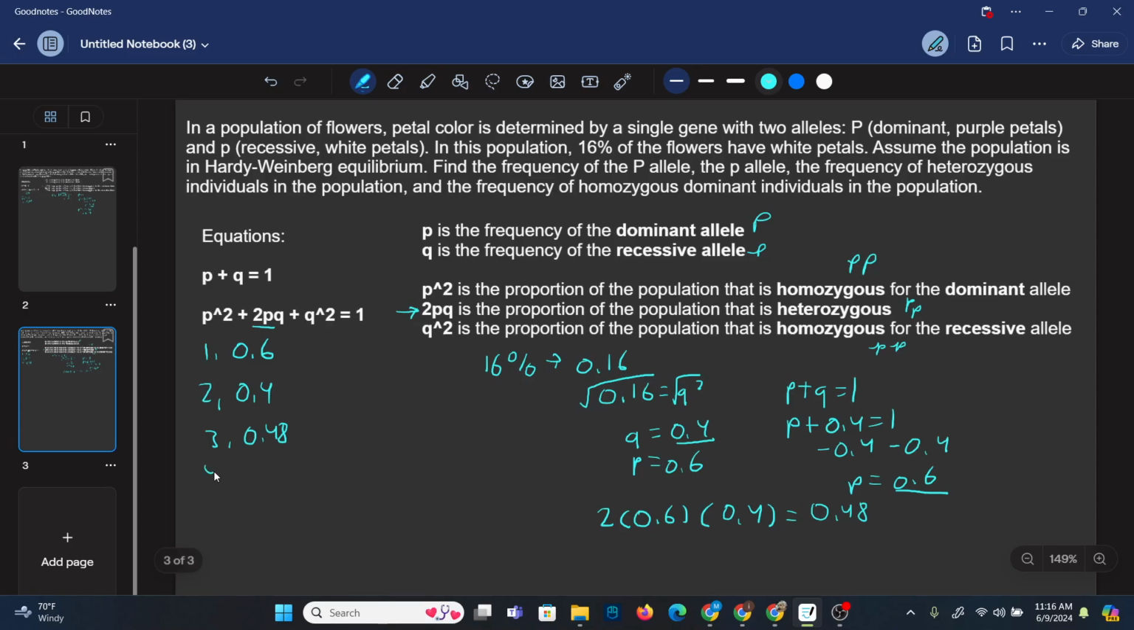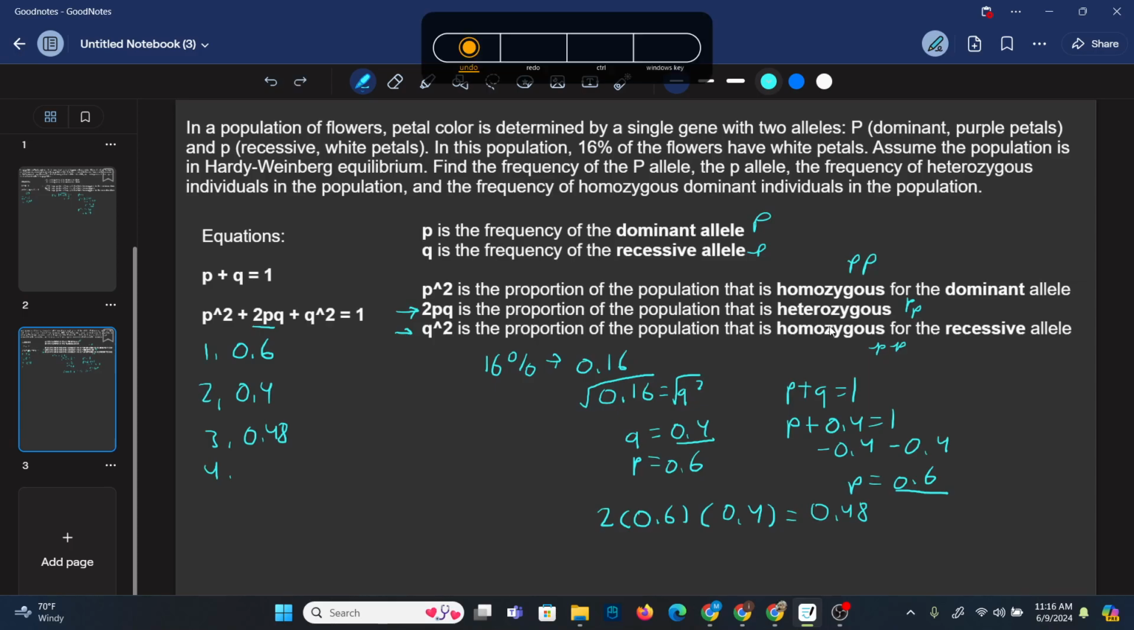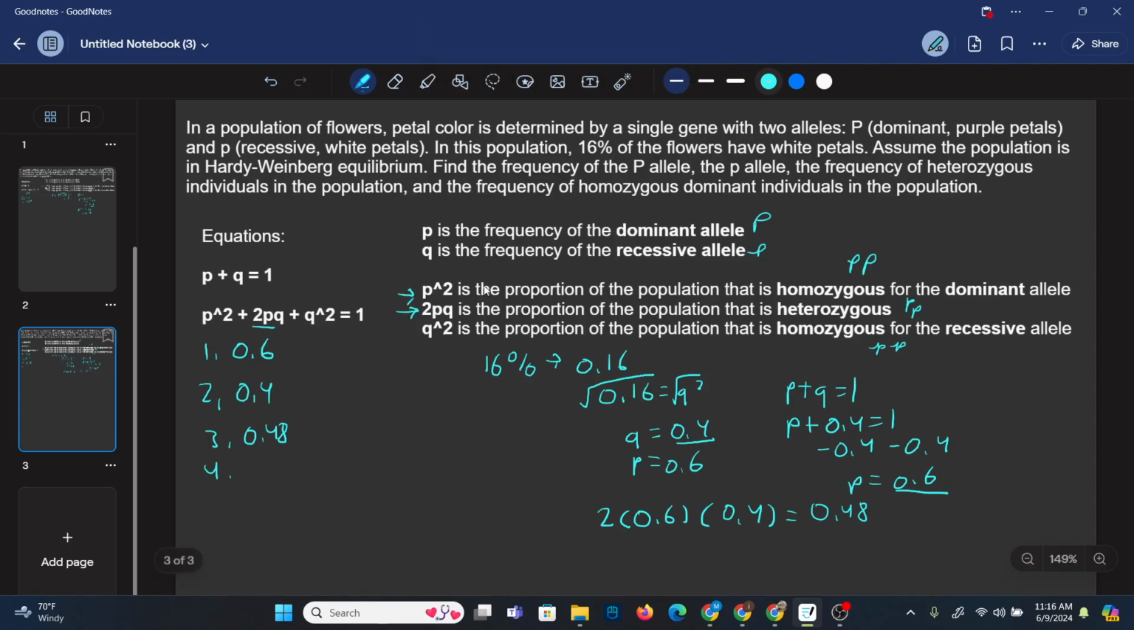For question 4, we want the frequency of homozygous dominant individuals in the population. So that would be P squared, because that is the proportion of the population that is homozygous for the dominant allele.